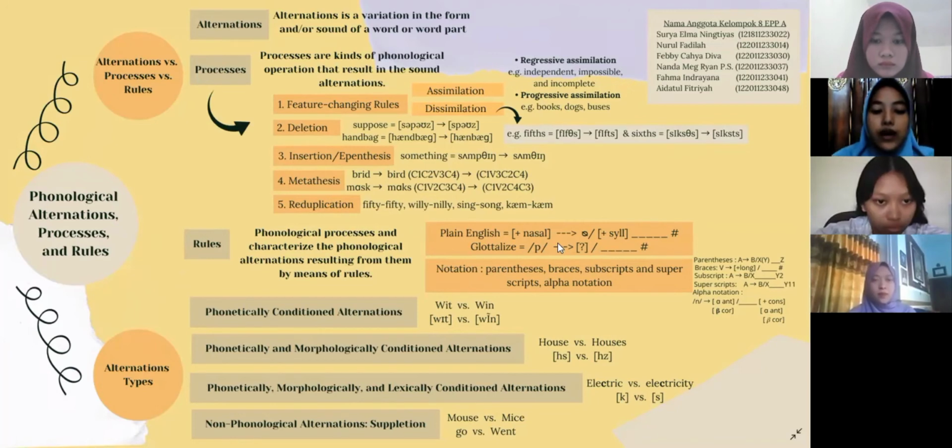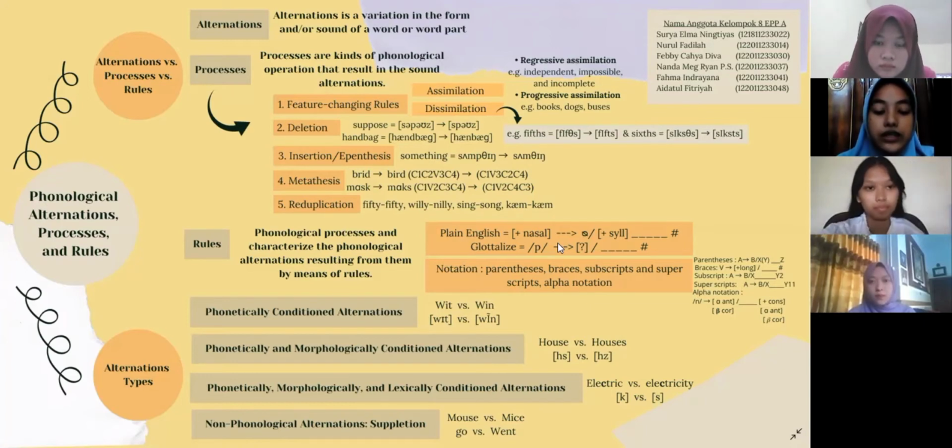First, we have to know what phonological alternation is. Phonological alternation is a variation in the form and/or sound of a word or word part. The focus of phonology is finding the characterization of predictable alternation between sounds found in natural language. Those alternations are caused by phonological processes. We can represent processes which characterize alternation by means of rules. Rules are formal statements which express the relationship between units on the different levels of the phonological component.